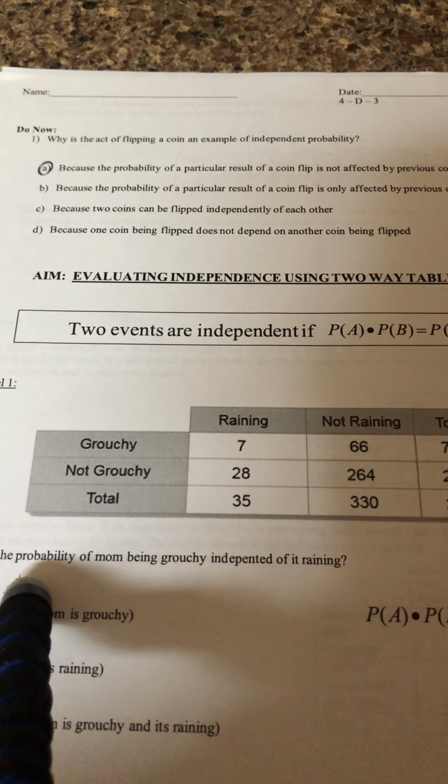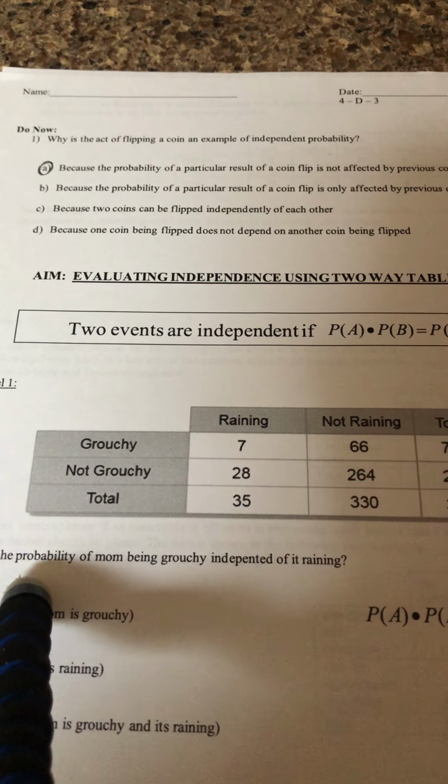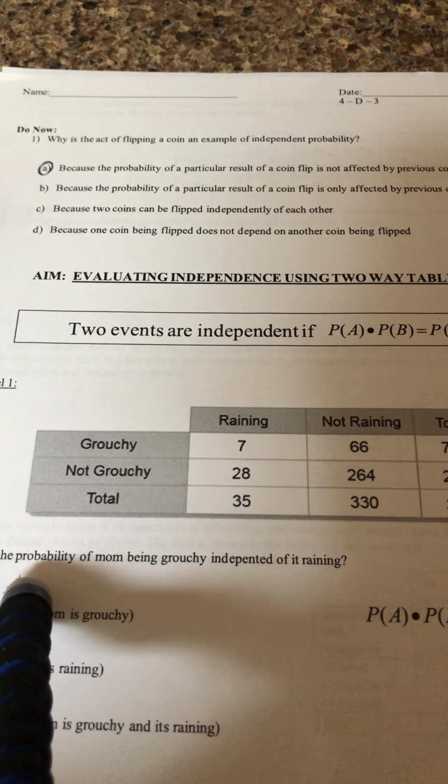So quickly in the do now, why is the act of flipping a coin an example of independent probability? If we're talking about independent probability, we're basically saying that one event does not have any influence on the other event occurring. And the proper answer to this one would be choice A, because the probability of a particular result of a coin flip is not affected by previous coin flips.